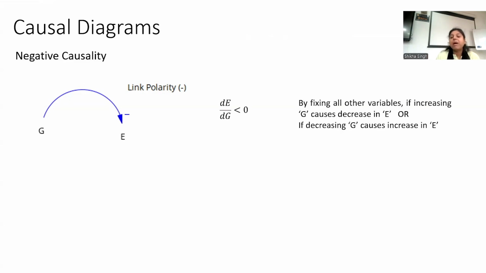So you see, by fixing all other variables, it means I'll make the other variables constant, and then I observe how this G is giving an impact on E, right? And I found that if G is increasing, E is decreasing or diminishing. So this is how we can clearly understand and uncover this relation when things are happening in reality.